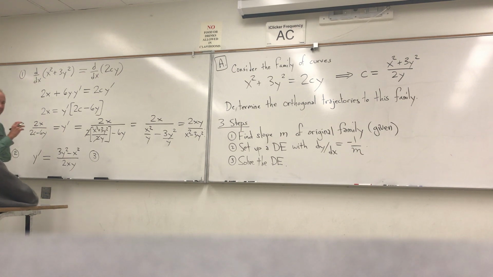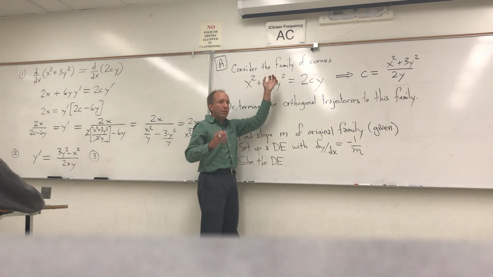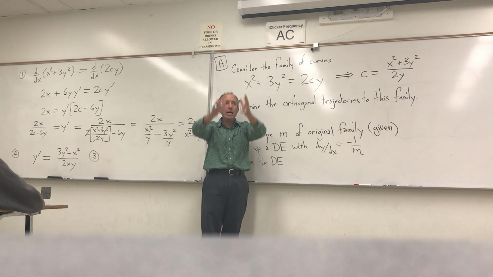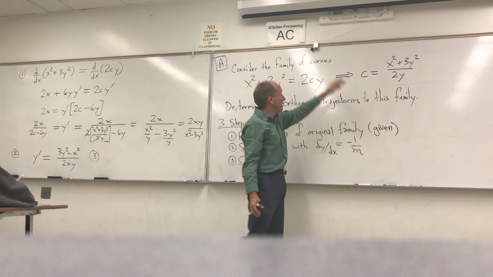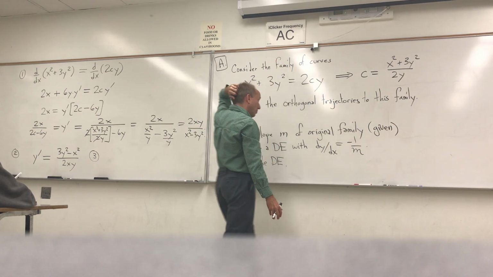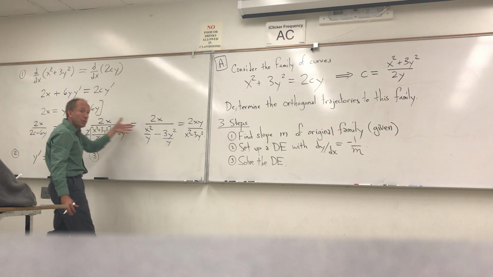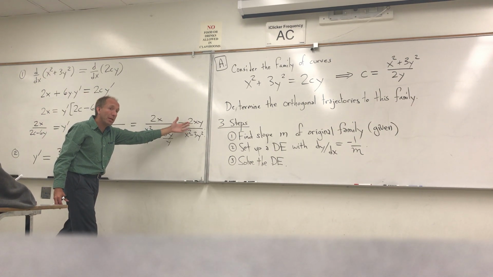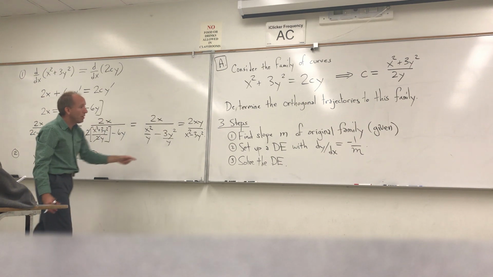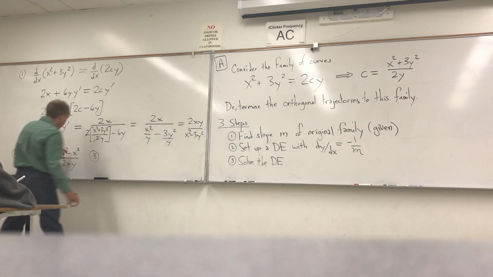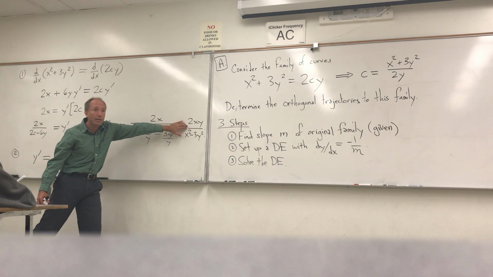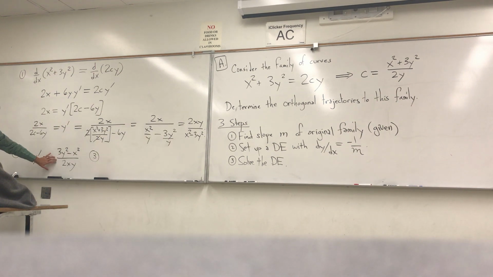By the way, is everybody with me? We have a family of ellipses that are staggering up and down the y-axis, and we're trying to find the orthogonal trajectories to that family of ellipses. So to do that, we figured out what the slope of the ellipses was at any point xy, and we said the orthogonal trajectories would have a slope of negative 1 over the slope of the original family. So we just took the negative reciprocal of what we had gotten right here. Whatever we got right here, we took the negative reciprocal of it and put it right there. And now we're ready for step 3, which is to solve the differential equation.